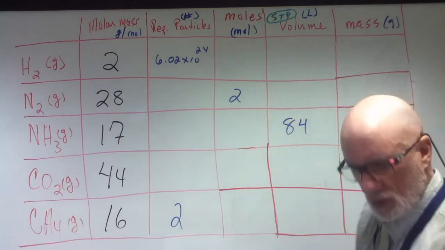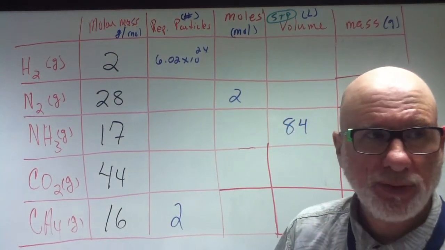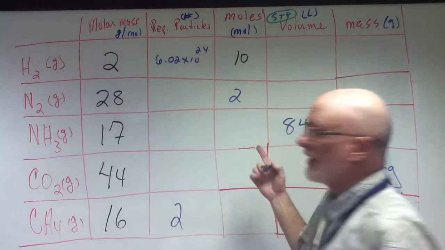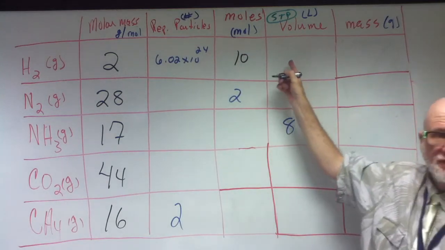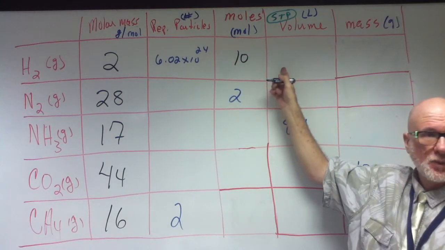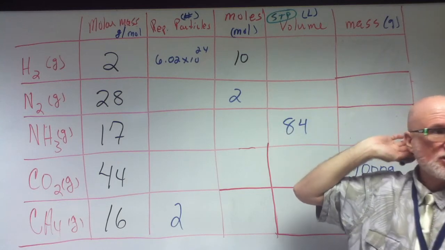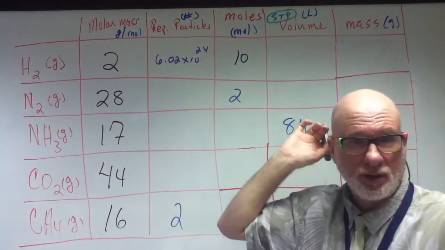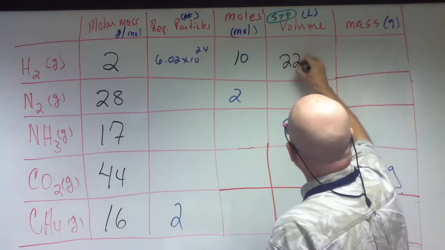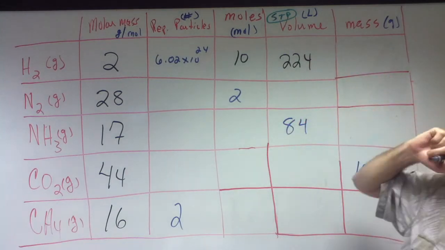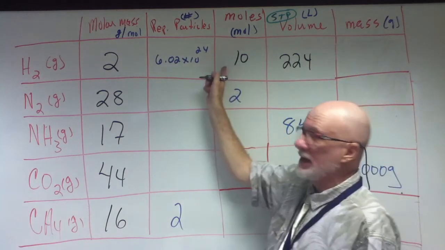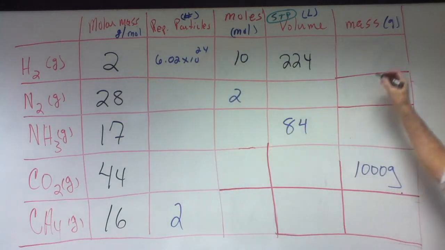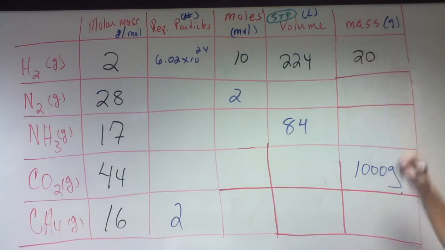Okay. So how many moles did we get? 10. We got 10 moles. So that's here, right? Now it's fairly straightforward. What volume would you get? 224, right? Because 22.4 liters is 1 mole, times 10 would be 224. And then what would the mass be? You'd multiply the number of moles times the molar mass, right? Would be 20.